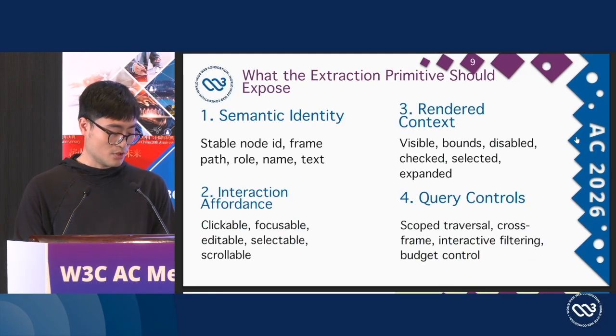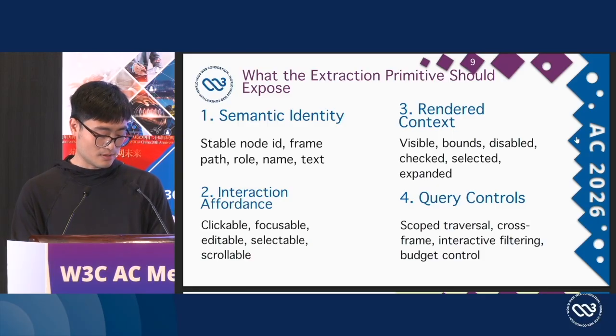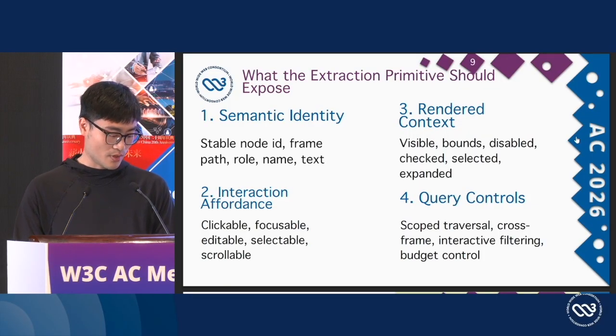So what should that interaction snapshot contain? At a minimum, it needs four things. First, semantic identity: what the node is and how the agent should refer to it. Second, interaction affordance: what the agent can actually do with it, whether that means clicking, focusing, editing, selecting, or scrolling. Third, rendered context: whether the element is visible, where it is on the page, and what interaction state matters.